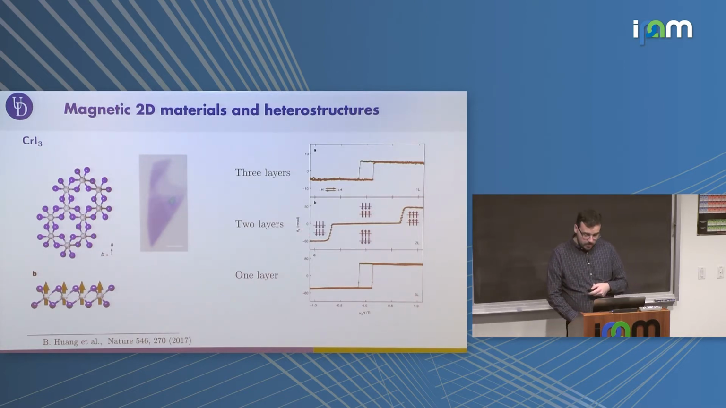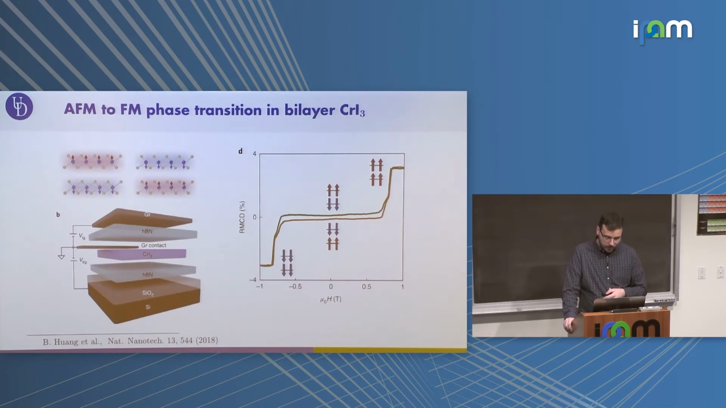Now there is a variation of this experiment where they place two gates on top and below the bilayer CrI3. This is more or less the same as in the previous one, but now you have extra controlling mechanisms, right?